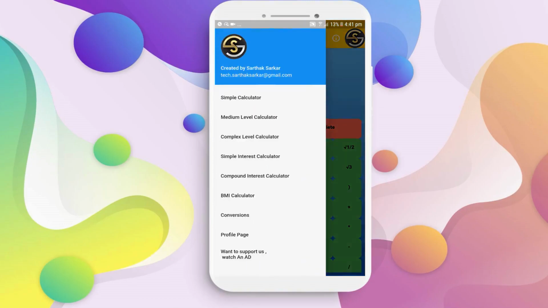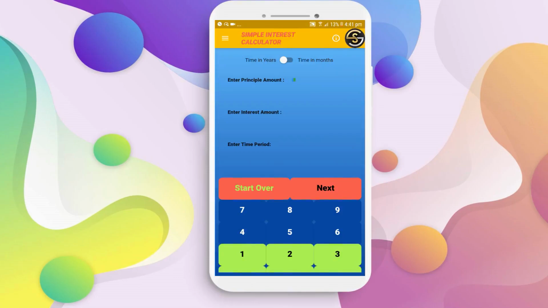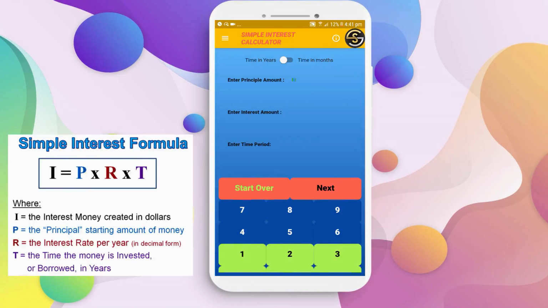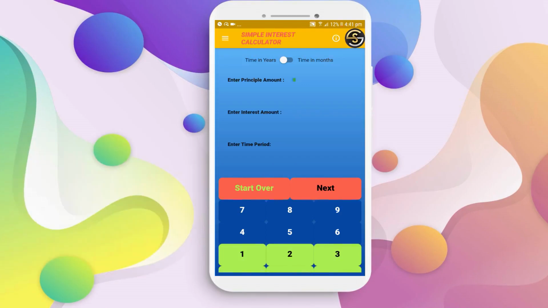Moving on to our next calculator that we provide in the application, which is the simple interest calculator, which is using this set formula to calculate the simple interest. Now I have a toggle on top which lets me decide between the time in years or the time in months. For this example, let me take the time in years.